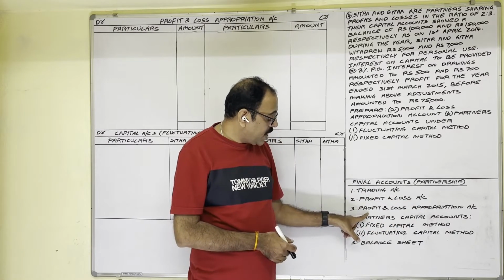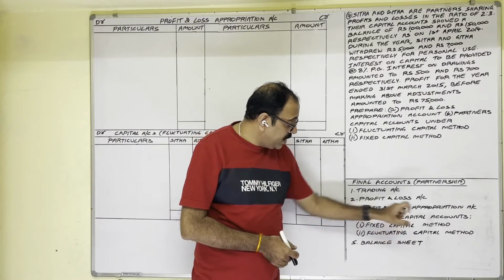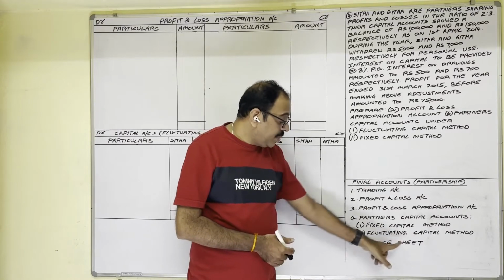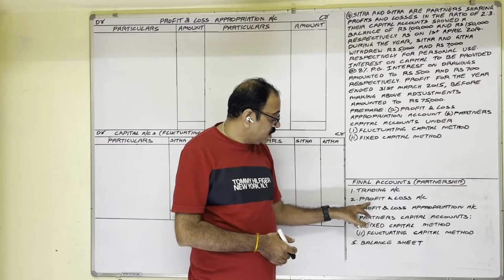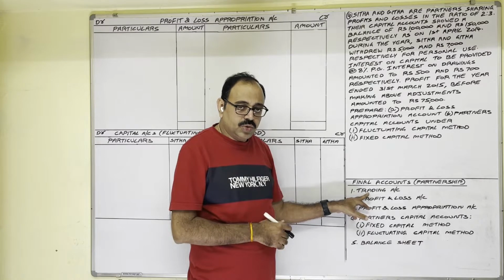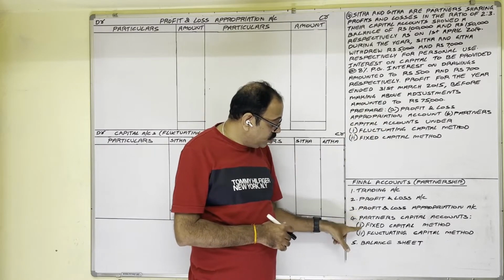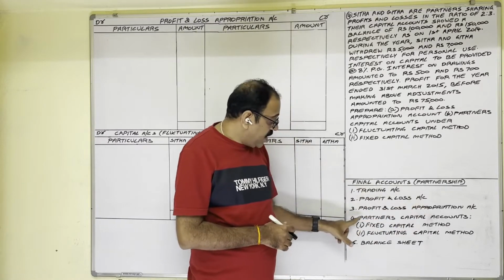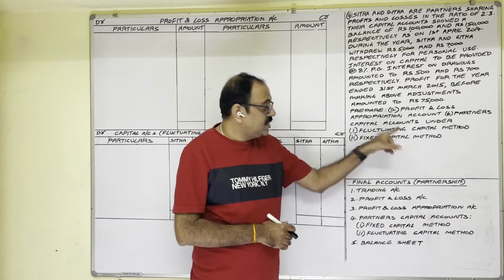To prepare partners capital accounts, two methods are there. First one, fixed capital method. Second one, fluctuating capital method. Finally, they prepare the balance sheet. Balance sheet, profit and loss account, trading account: already you have some idea about them. So, in this problem, he is concentrating on these two new points: profit and loss appropriation account and the partners capital accounts, under these two methods.